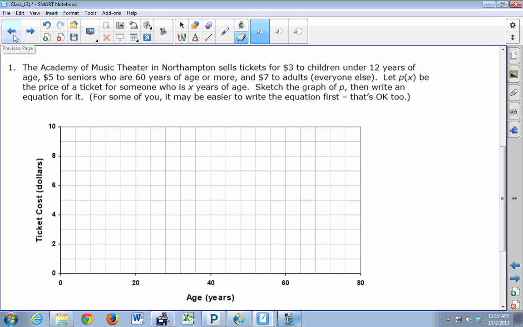Adam? No, under 12. It doesn't say 12 and under. Okay, under 12 means if you're 12, you're in the next group.